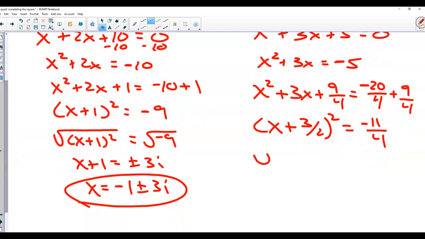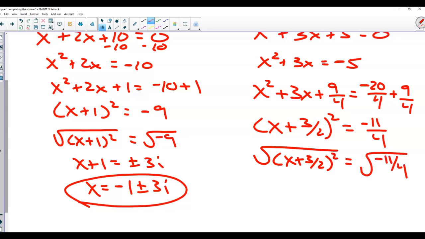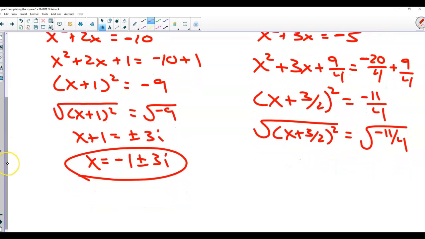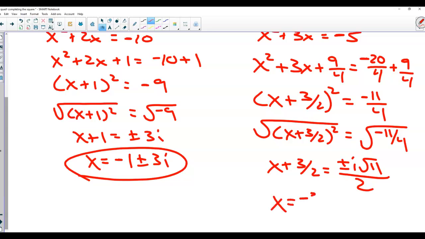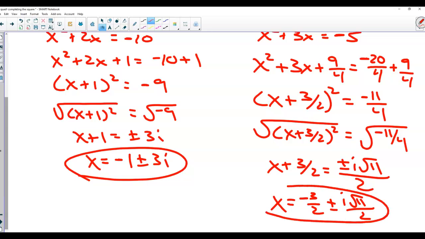And now we're going to take the square root of both sides. x plus 3 halves squared, square root of negative 11 over 4. We're left with x plus 3 halves. The square root of negative 11 is plus or minus i root 11. The square root of 4 is 2. You break that radical up, you take the radical of the top and the bottom. And then we finish the problem with negative 3 halves plus or minus i root 11 over 2. And that's your answer.